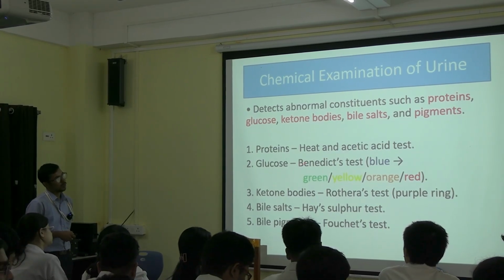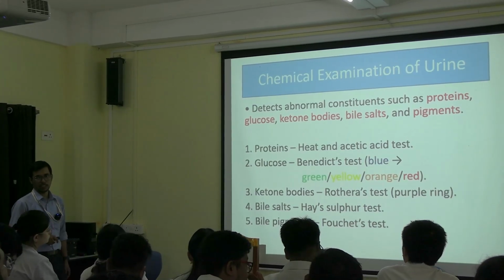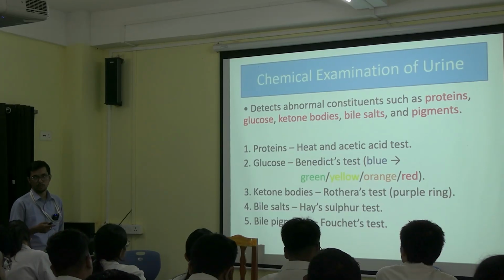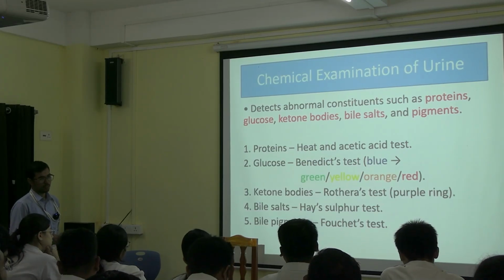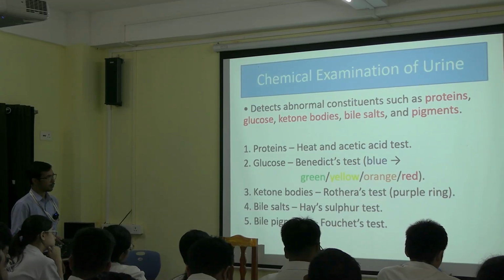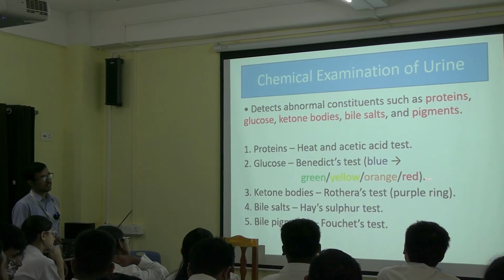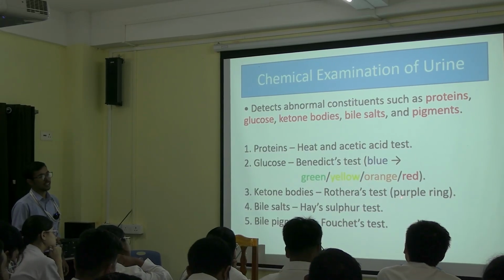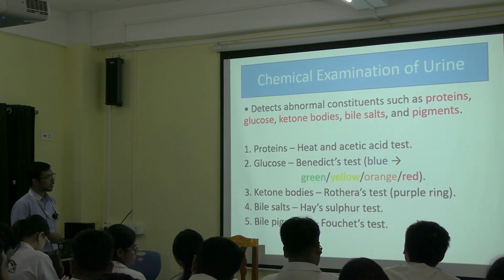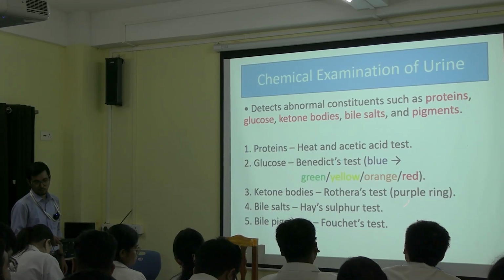Then there is glucose. For glucose we do the Benedict test. We add Benedict reagent to the urine sample and perform the test, and depending on the concentration of glucose, it will show different colors. As the concentration increases, it will move to green, yellow, orange, red. Then for ketone bodies, we do the Rothera test. After mixing the chemicals, a beautiful purple color will form at the junction of the two liquid reagents. Then for bile salt, we do the Hay's sulfur test, and for bile pigment, we do the Pettenkofer test.